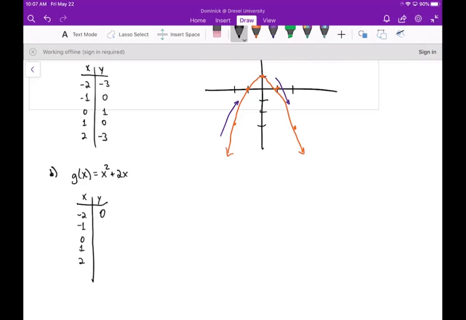If we plug in -1, we get a 1 minus 2, so a -1. If we plug in a 0, we get 0. If we plug in 1, we'll get a 3. Yeah, we get a 3. And if we plug in a 2, we'll get an 8, right? One, 2, 3, 4, 5, 6, 7, 8.